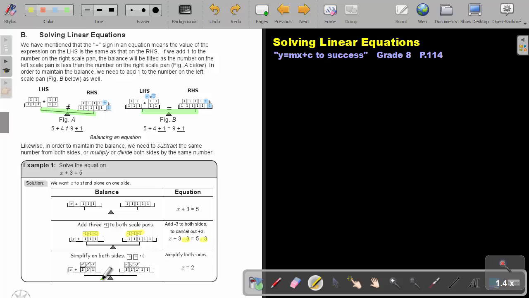Okay, and now what will happen now? That 3 will cancel out. Can you all see? This 3 will cancel with this 3, and 5 minus 3 will just be 2. So basically, the solution of this equation will be 2, because 2 plus 3 is equal to 5.